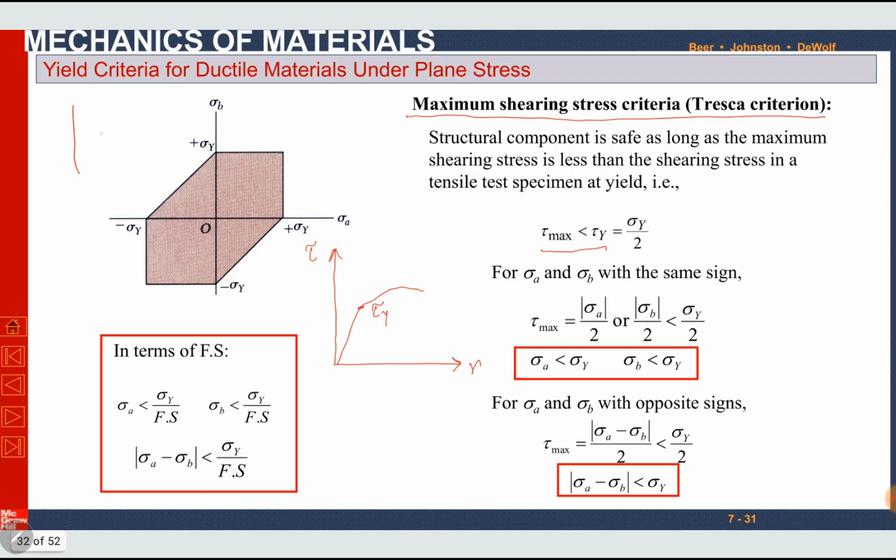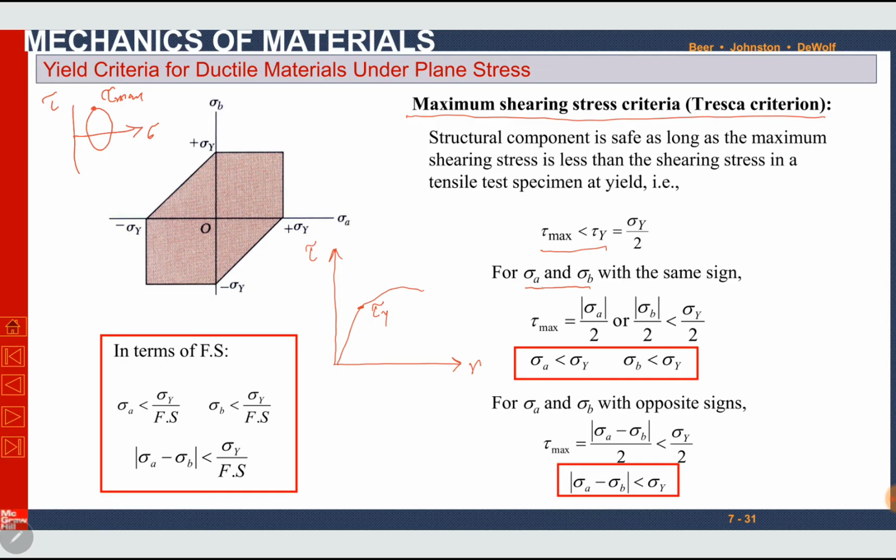For a Mohr circle, tau maximum is the radius of the circle. If sigma A and sigma B both have the same sign, tau maximum should be half of sigma A or sigma B. If they have opposite signs, tau maximum is (sigma A minus sigma B) divided by 2.